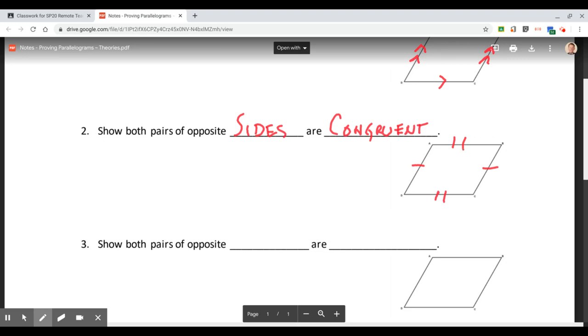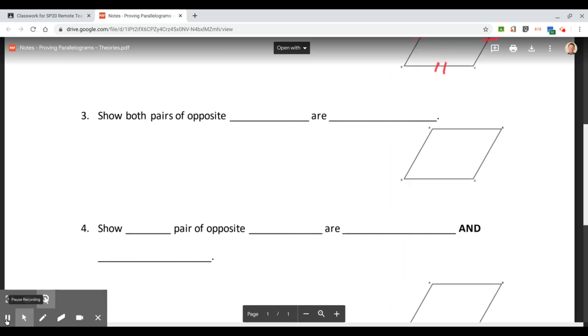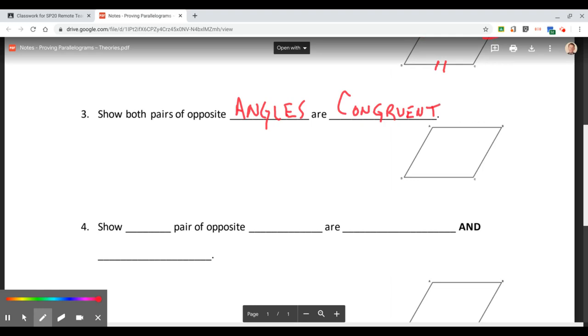All right, let's look at the third theorem. The third theorem states, show both pairs of opposite angles are congruent. So this angle and this angle would have to be congruent, as well as this angle and this angle would have to be congruent. So to show this quadrilateral is a parallelogram, you can show that both pairs of opposite angles are congruent. Awesome. Let's look at the fourth theorem.